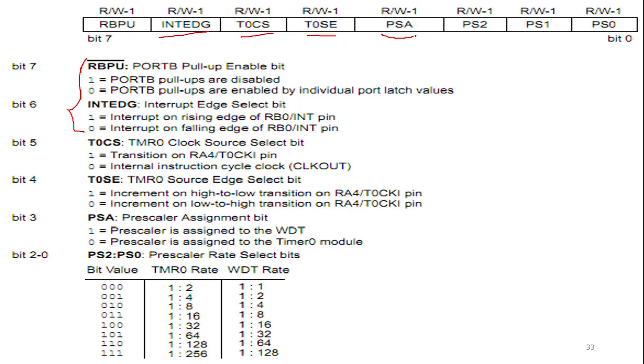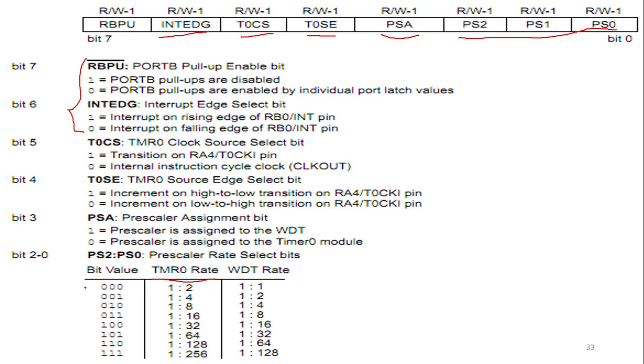Then the next bit is PSA, the prescaler assignment bit. This bit is used for assigning the prescaler. The prescaler is shared between the watchdog timer and timer 0. If this bit is 0, the prescaler is assigned to timer 0, and if this bit is 1, the prescaler is assigned to the watchdog timer. Then the remaining three bits, PS2, PS1 and PS0, are used for setting the prescaler value. If you are assigning the prescaler to timer 0, the values of these bits are used for dividing the clock signal by a specific value as shown in this table.